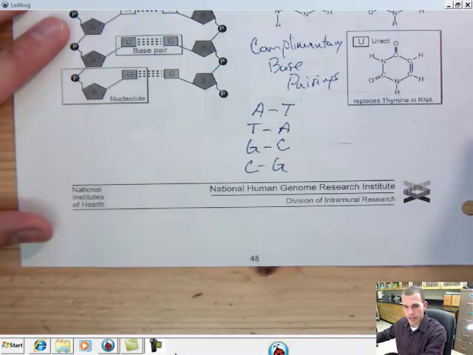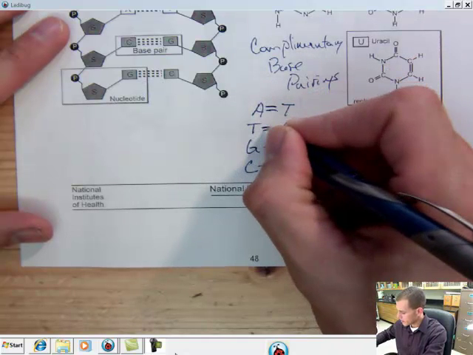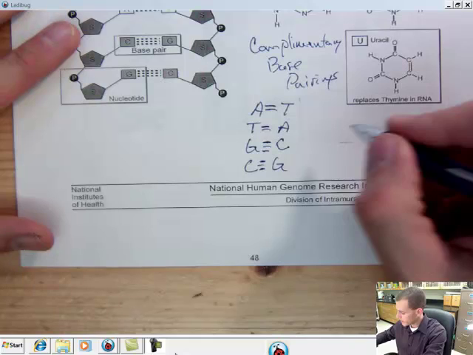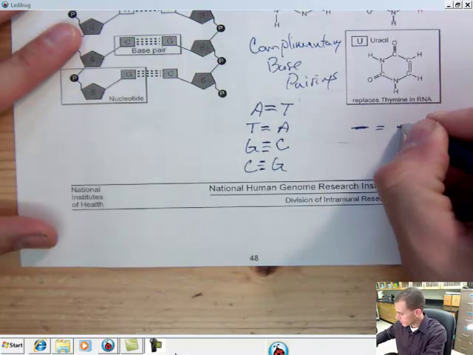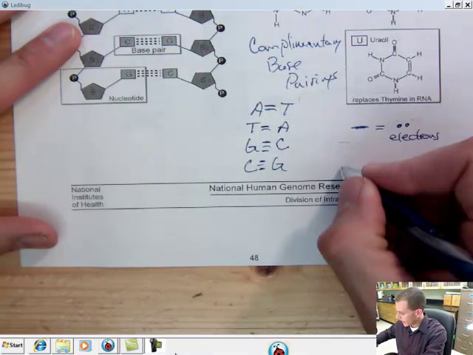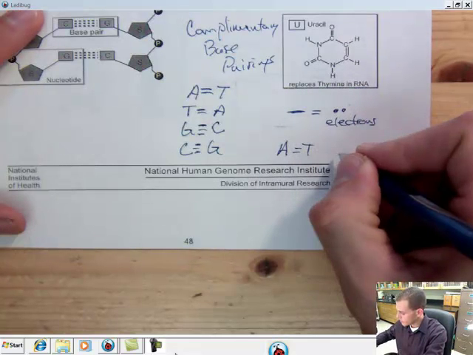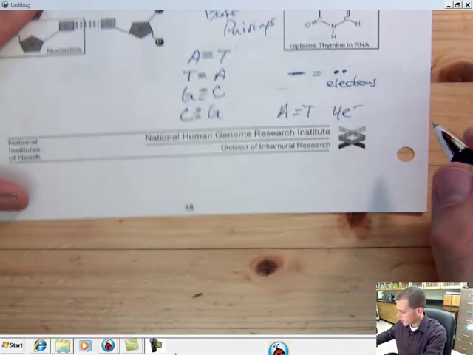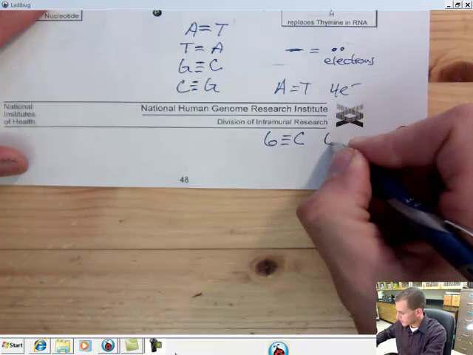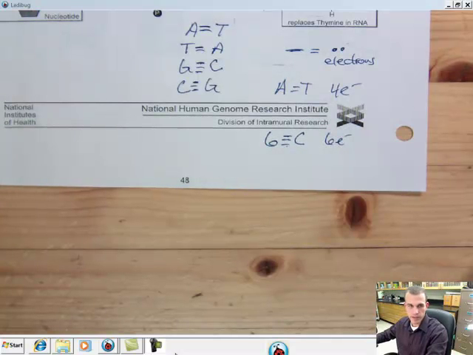You need to be able to do that, and then put in the right number of bonds. A and T have double bonds, and G and C are triple bonds. Each bond, each line, equals 2 electrons. So if I ask how many electrons between A and T, you would say 4 electrons. Between G and C, you would say 6 electrons, because there are 2 electrons for each bond. It creates a stable bond.